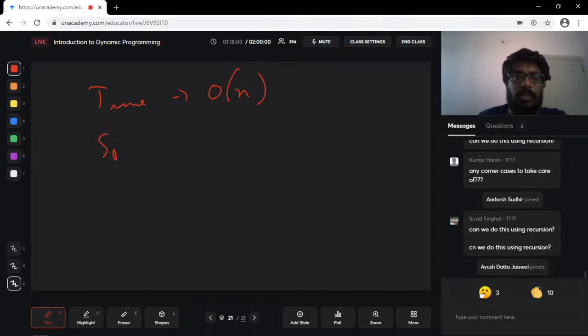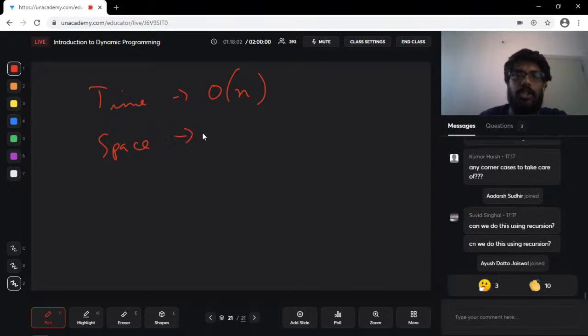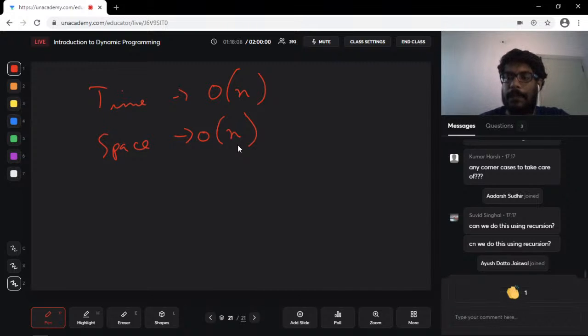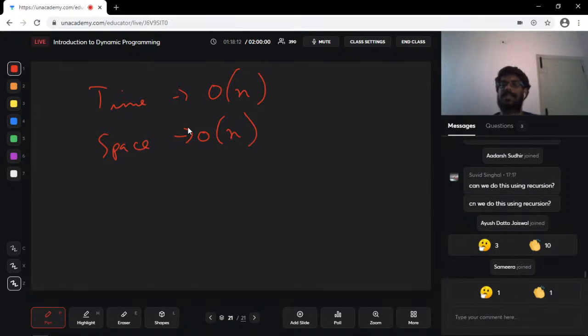And what is the space complexity? Space complexity is also order n, because one, I need an array to store the input, and then I also need a second array, the dp array. So it's order n in space and order n in time complexity.